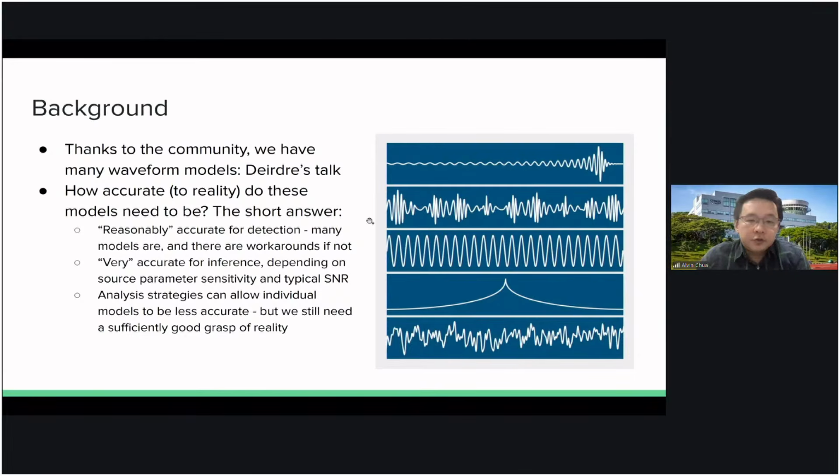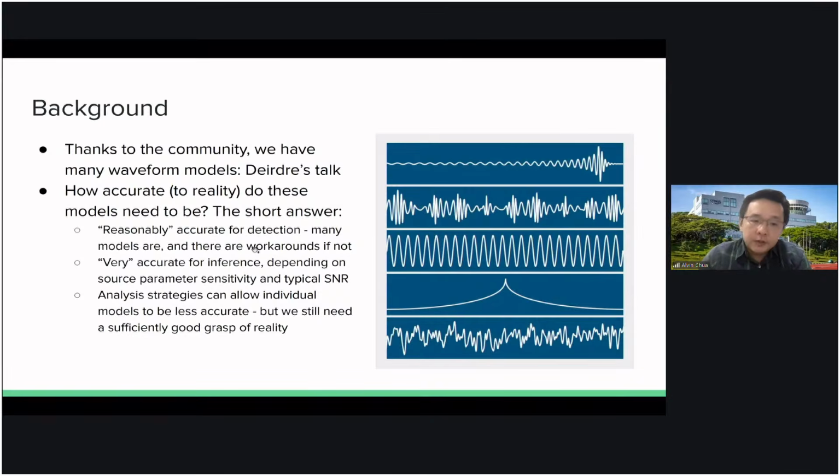So here is the short answer. I'll give you a spoiler for the whole talk. For detection, they need to be reasonably accurate. What do I mean by reasonably? That kind of depends, as it always does. But the point is that many of the current models already are accurate enough, and even if they're not, there are many workarounds that are available to us.